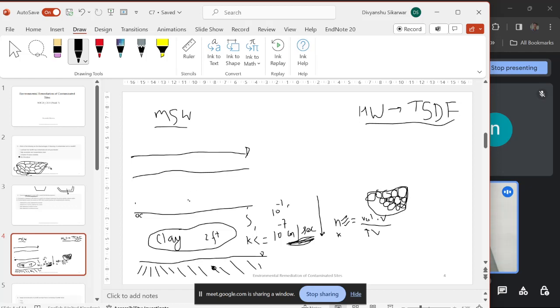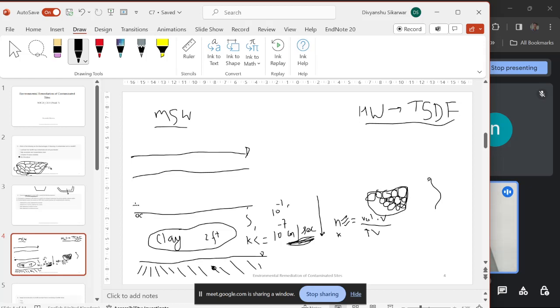If the leachate is here, its ability to travel through the clay layer is very low because these pores are not connected in clay. Sand also has pores, but those pores are connected to each other, so they create a path. But in clay, the voids present between particles are not connected, so they don't create a path for water or anything to travel through. That's why clay has low permeability, and that's why we use clay as one of the soils.